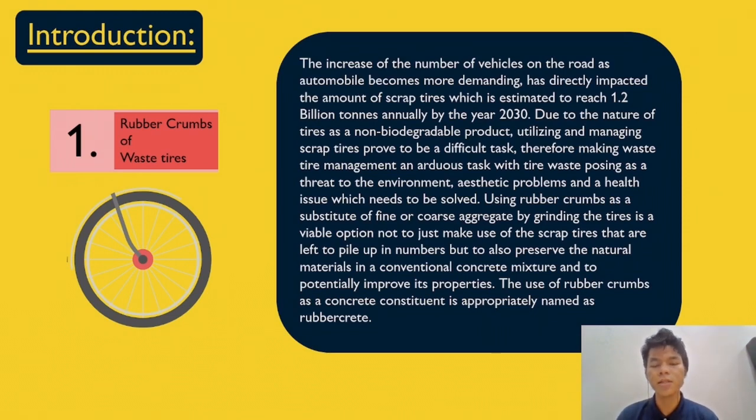Using rubber crumbs as a substitute of fine or coarse aggregate by grinding the tires is a viable option, not just to make use of the scrap tires that are left to pile up in numbers, but to also preserve the natural materials in a conventional concrete mixture and to potentially improve its properties. The use of rubber crumbs as a concrete constituent is properly named rubbercrete.